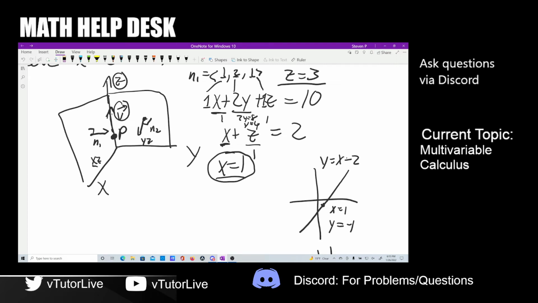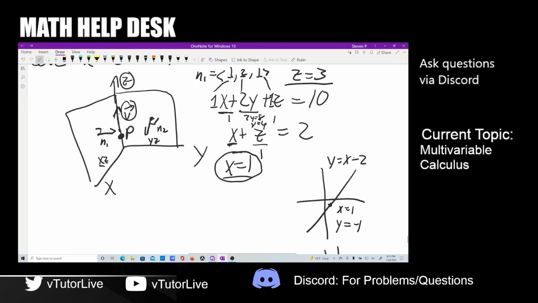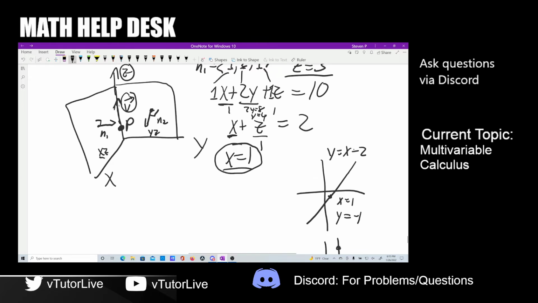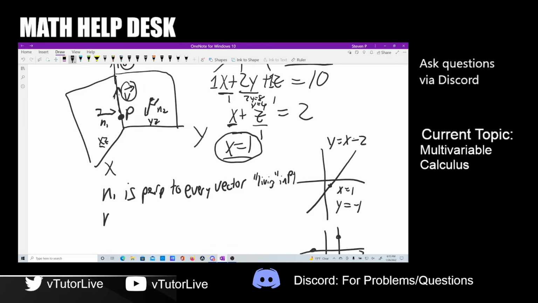And to think about this a little bit more, it's because the normal vector, let's say n1, is perpendicular to every vector, I'm going to use the word living, in the first plane, right? That's the point of a normal vector, that it's perpendicular to every single vector in that plane. And similarly for n2.